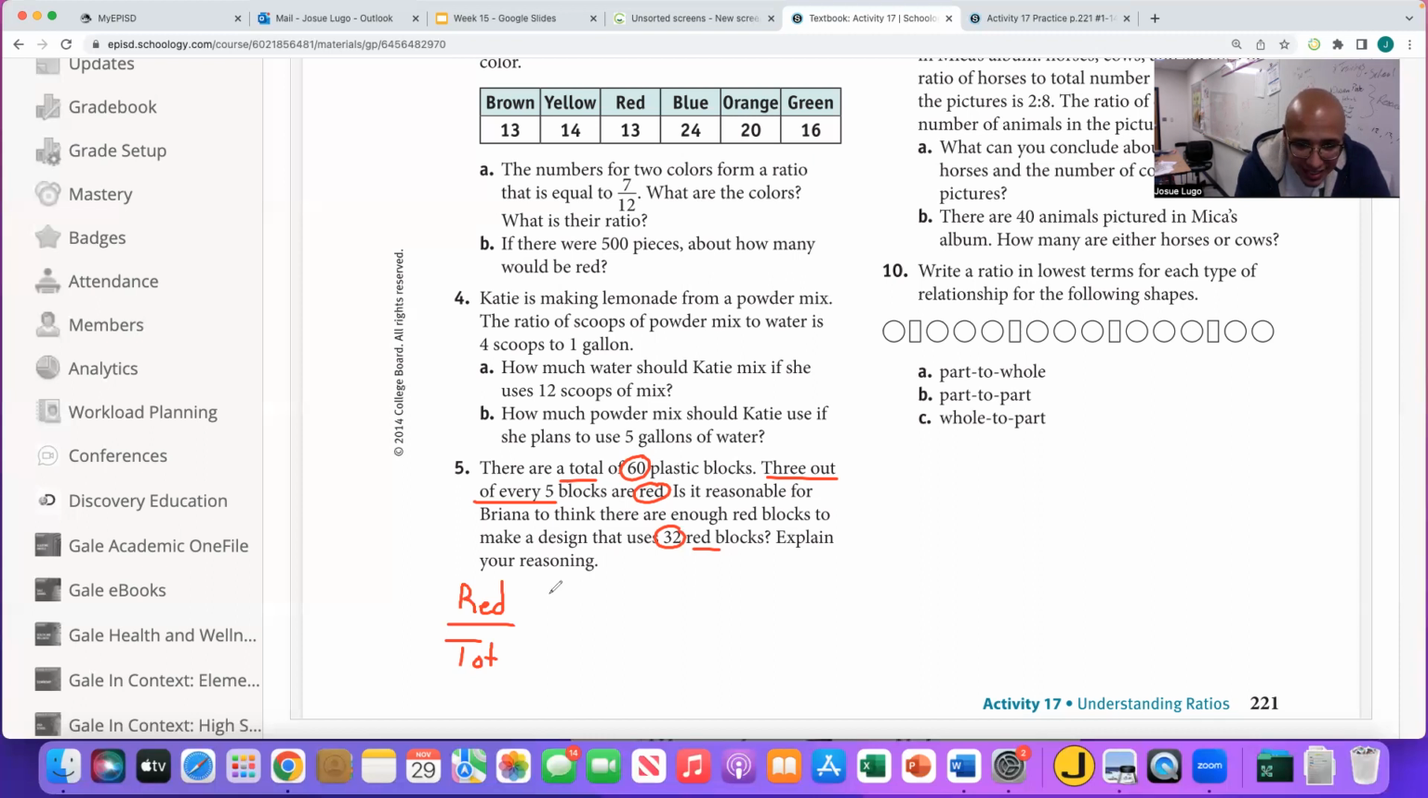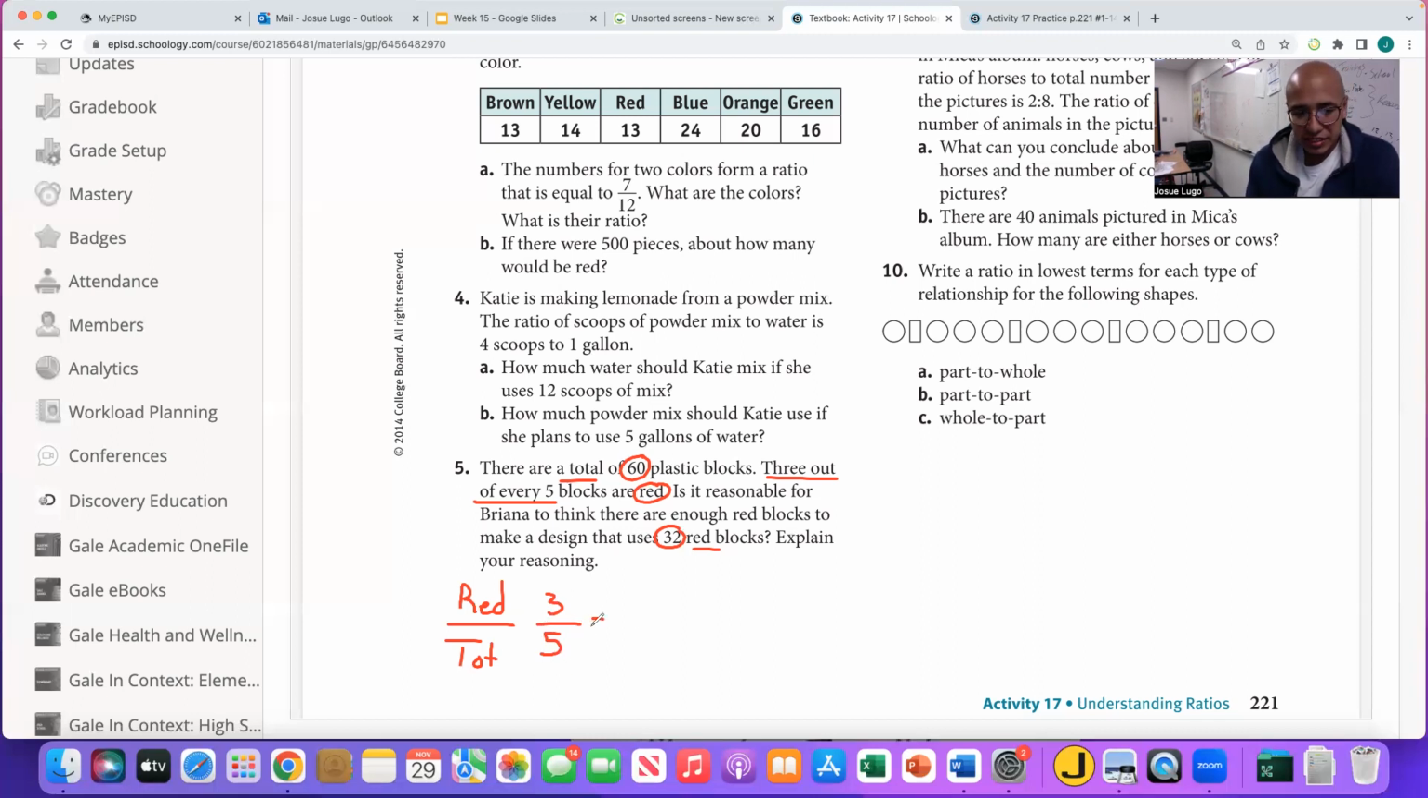So that means that if we have 5 blocks, 3 of those will be red. That's exactly what that means. 3 out of every 5 are red means that 3 are red out of every 5 total. That is the ratio that is given to us. I know it's worded a little bit weird, but that's exactly what that means. Just like if I said in the classroom, 3 out of every 5 people are wearing jackets, I'm saying that if there were only 5 people, 3 of them are wearing jackets. So in this scenario, if there's 5 blocks, 3 of them are going to be red.